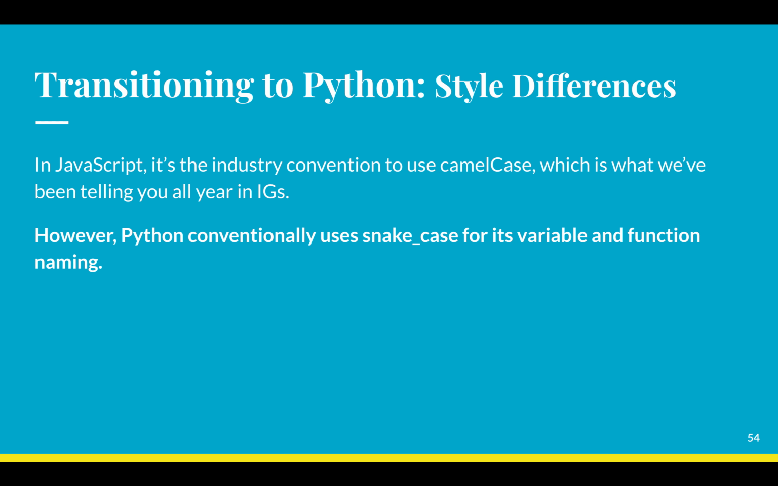In terms of style differences, we've been getting on your case in IGs to use camel case. So camel case is where the first letter is in lowercase, and then every other letter that starts a new word is in uppercase. Python usually uses snake case, so that's where all the letters are in lowercase, and then you use an underscore. We're not sure if Python kind of uses snake case because Python is a type of snake. Whatever the case may be, it is industry standard, get it, for snake case to be used with Python.